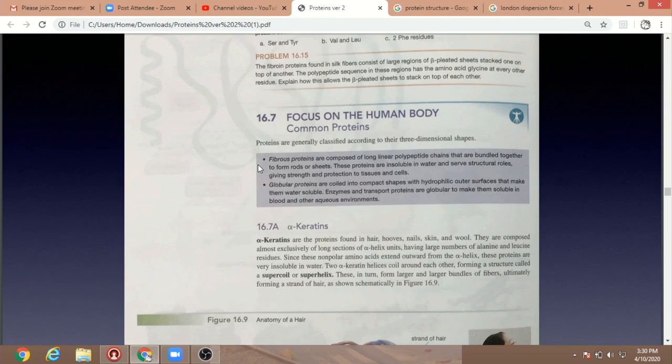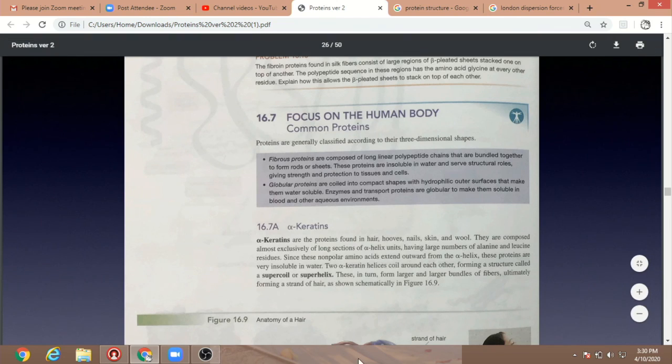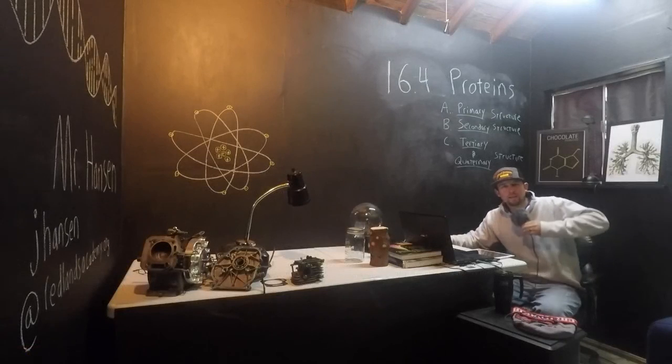The next lesson will focus on the human body again, and we'll actually talk about specific proteins like keratin and whatever. So that's going to be it for this lesson.